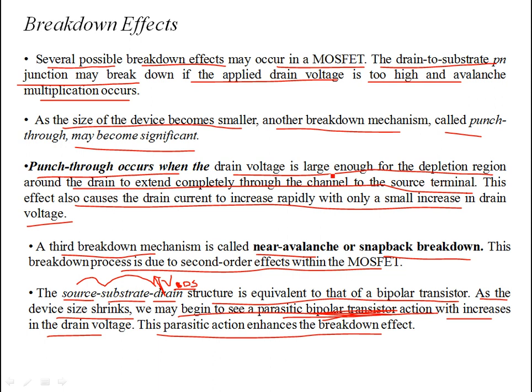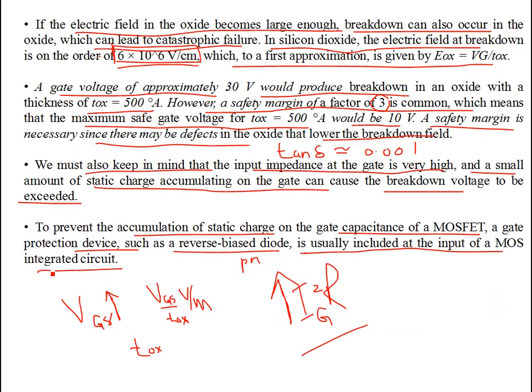What happens is that the depletion region around the drain extends completely through the channel to the source terminal. So that's again the short circuiting effect of the device. This effect also causes the drain current to increase rapidly with only a small increase in drain voltage. So you don't have any more IV characteristics; you're just shorting the device. That's the punch through effect. Then there is the drain to substrate junction breakdown, that's avalanche breakdown, so that's the second. Parasitic bipolar junction transistor behavior could be the third. And then you have this fourth. So there are four possible ways the device can break down.